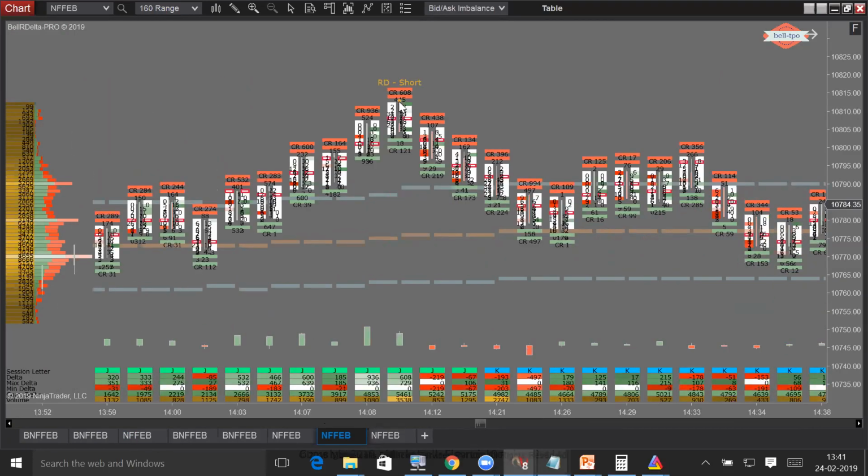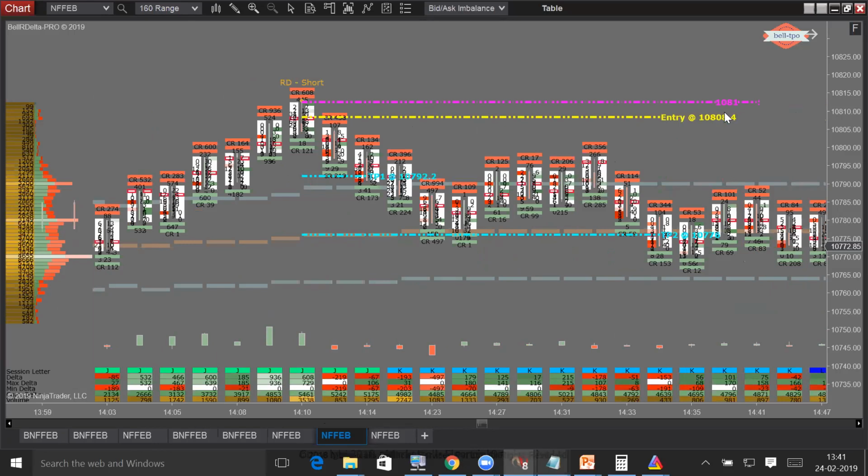So if I click on this level, your entry point, from the entry point, the stop was how many points? 4 points. But towards the target was around 10,778. That is closely around 30 points, right? So 30 points is the target and stop is like 4 points.